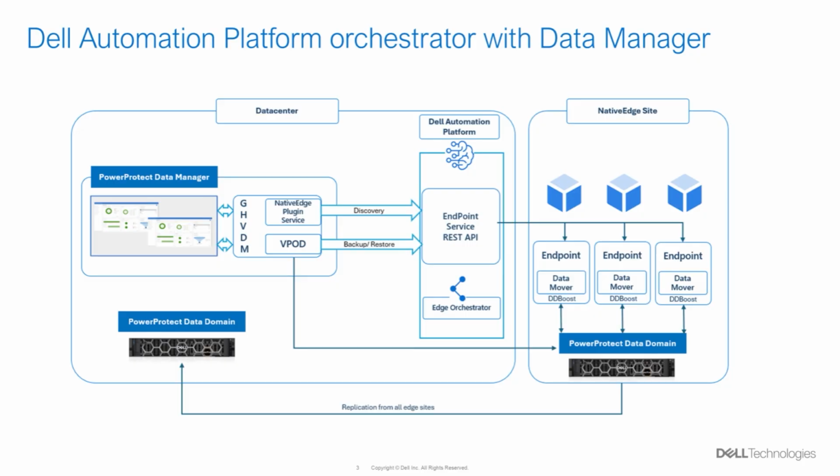PowerProtect Data Manager integrates with the Dell Automation Platform Edge Orchestrator to enable centralized protection of NativeEdge VM workloads. Through the generic hypervisor data mover and NativeEdge plugin service, Data Manager automatically discovers VMs managed by the orchestrator, streamlining asset registration and policy assignment. The embedded data mover, leveraging DD Boost APIs, establishes a direct data path between the NativeEdge endpoint appliances and PowerProtect Data Domain. This configuration supports edge local backup operations, significantly reducing latency and eliminating the need to transfer backup data to a central data center.